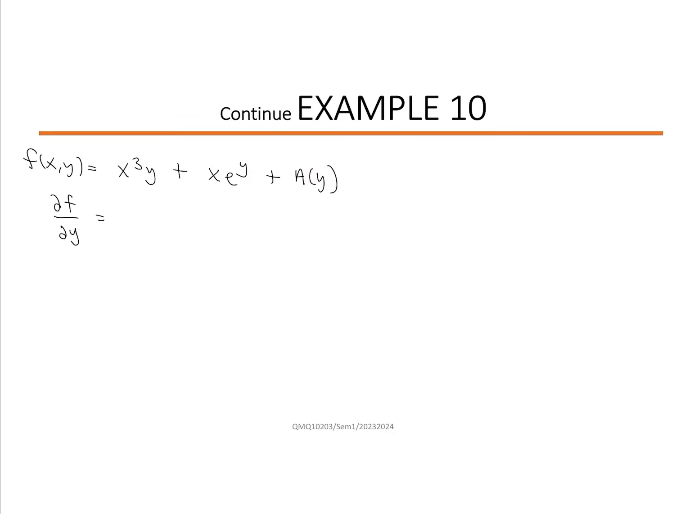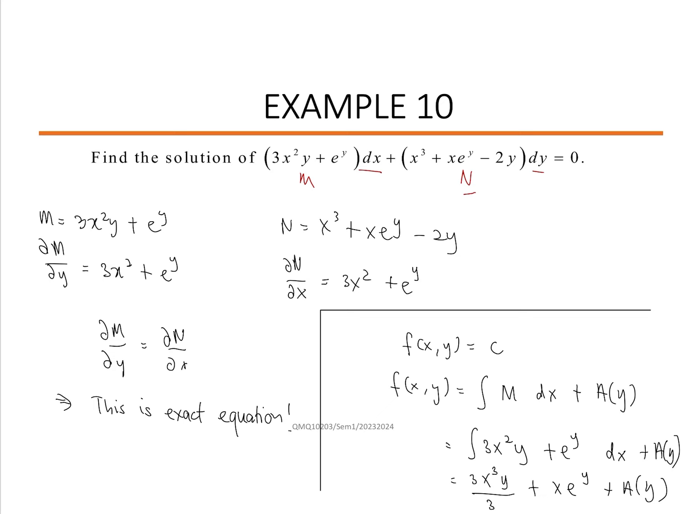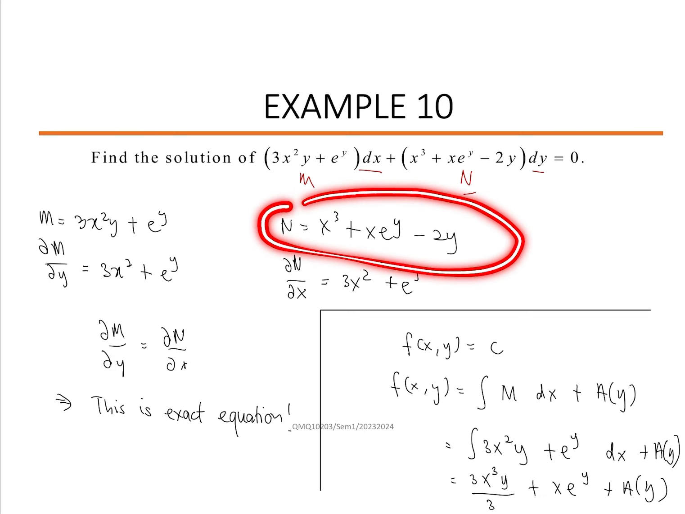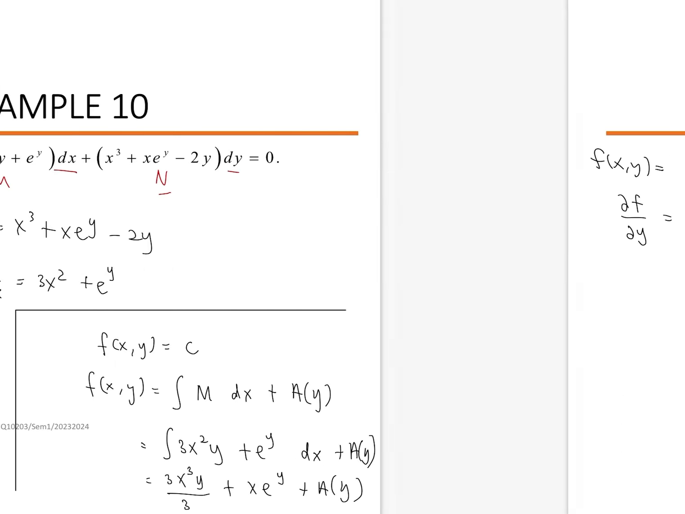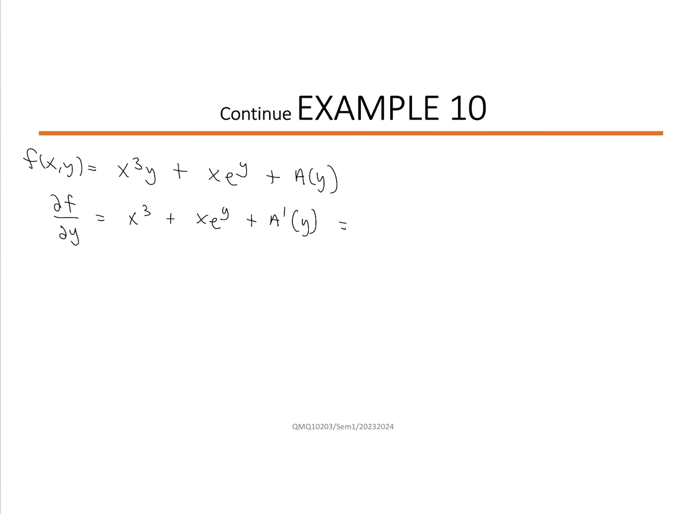First we integrate with respect to x, then differentiate with respect to y. So when we differentiate with respect to y, here we have x cubed plus x exponent y plus a prime y, and this is equal to the function n, where the function n is x cubed plus x exponent y minus 2y.